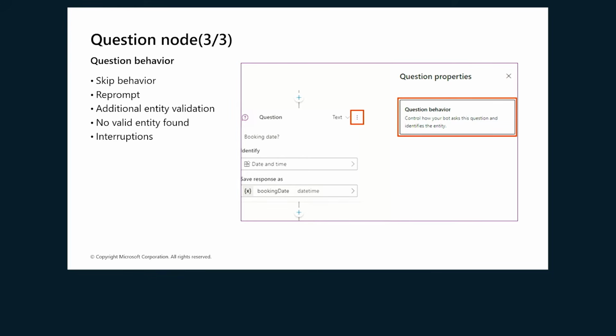No valid entity found. This one defines what to do when your agent stops trying to get a valid response from the user. You can escalate to a human agent or provide a default value for now. You can also change the prompt to let the user know. And interruptions. Interruptions define if the user can switch to a different topic during the question. By mastering these properties, you can significantly enhance the functionality and user experience of your Copilot Studio projects.